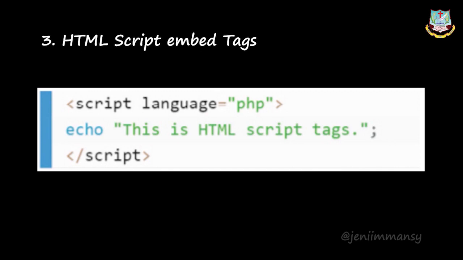Here see the syntax, HTML syntax. Script language is equal to, there we wrote Java, right? Here this is PHP. So we are giving script language is equal to PHP, echo. Whatever you are giving in between this double quote will be displayed in the output side. And then slash script is the end tag for the script.